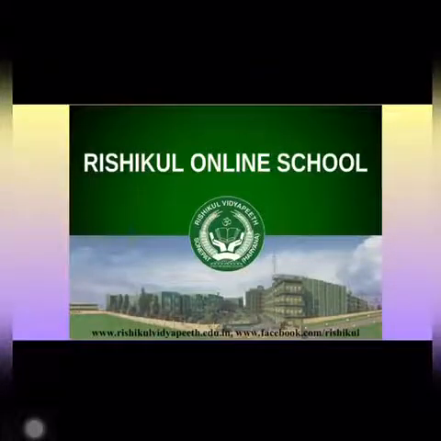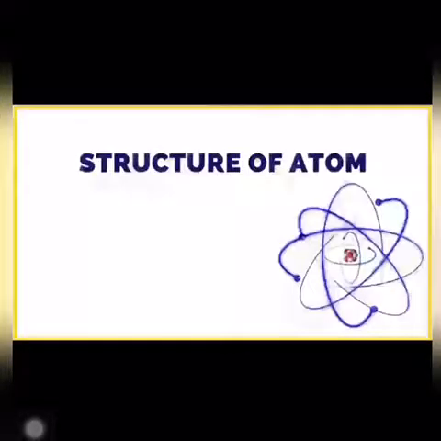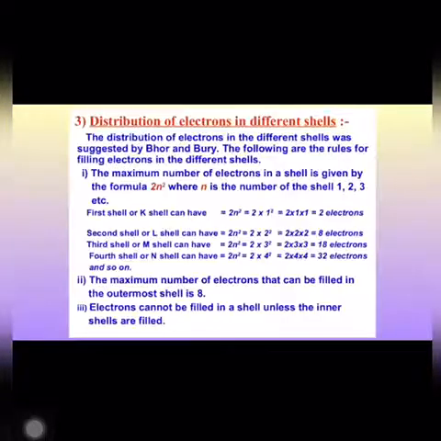Good morning, students. So in our previous videos we have been discussing the models of an atom, or we can say the structure of atom. Now we know the position of electrons and protons in an atom. Let us discuss the distribution of electrons in different shells, or you can say the electronic configuration of elements.